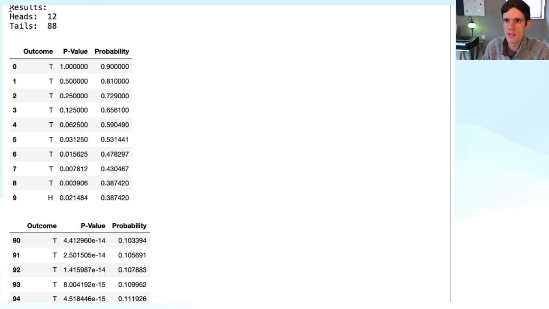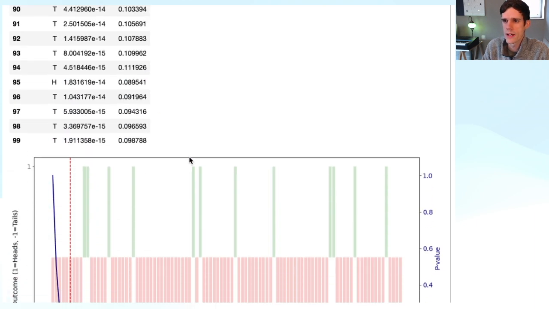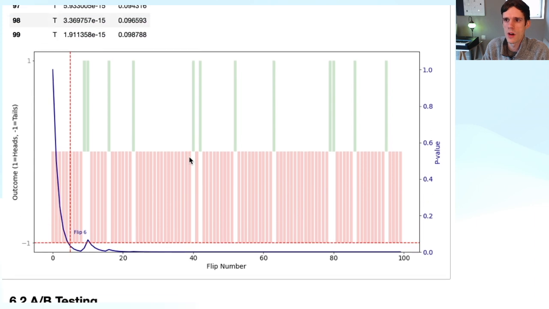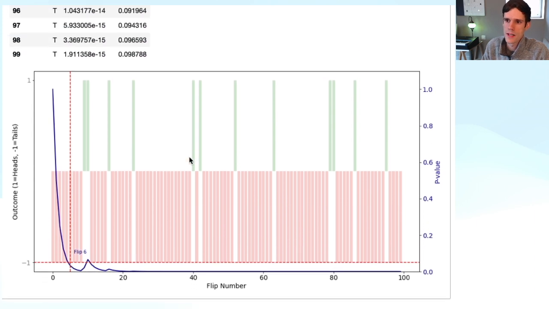Now the first thing we see, of course, are our overall results, that after 100 flips, we had only 12 heads and 88 tails. Now all of the information for each flip is contained in this table. But of course we want to look at this figure because it contains all of this information. And of course this is very clear. We see a lot of red bars because the chance of getting a tail is 90%, and only sometimes we see a green bar.